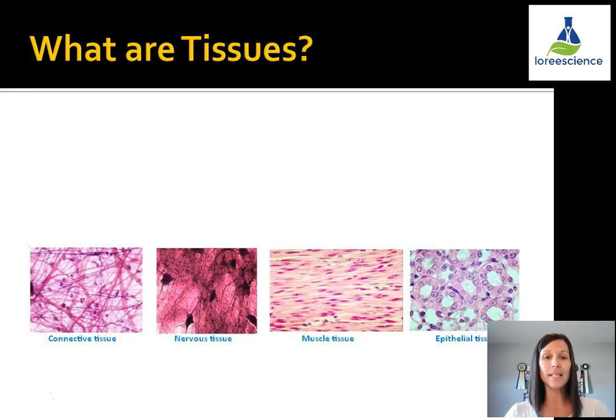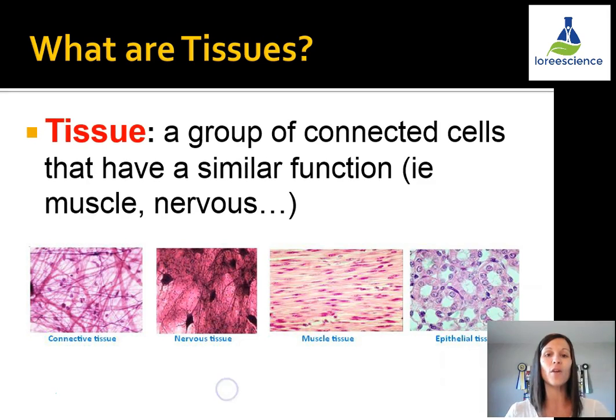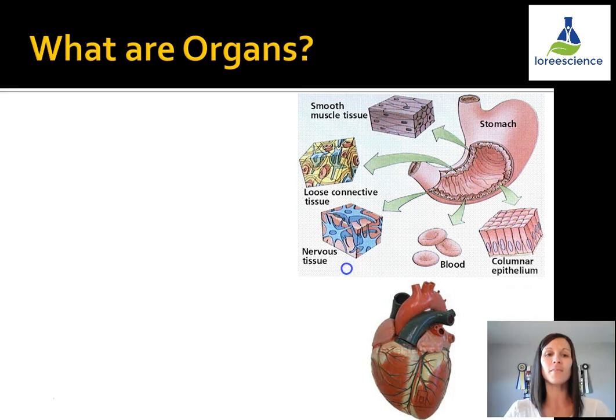When a lot of cells come together to perform a task, we call that a tissue, or a group of connected cells that have a similar function. So we can have nervous tissue, for nerve transmission of information from one nerve to the next. You have multiple muscle cells together in a muscle tissue to actually perform a contraction of a muscle.